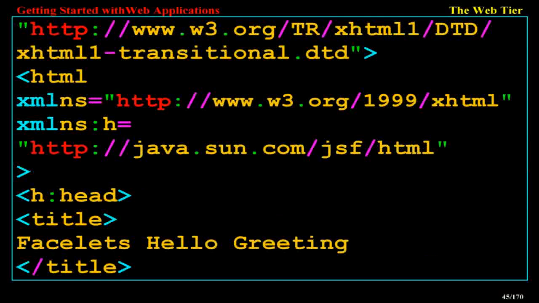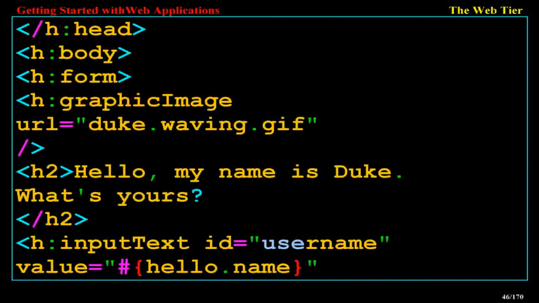XHTML 1 DTD. XHTML 1 transitional DTD. html xmlns=http://www.w3.org/1999/xhtml xmlns:h=http://java.sun.com/jsf/html. h:head, title: Facelets Hello Greeting, /title, /h:head, h:body.